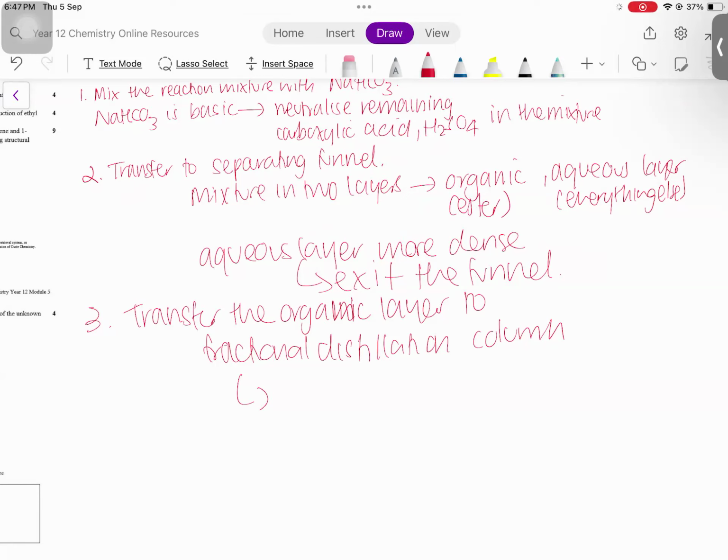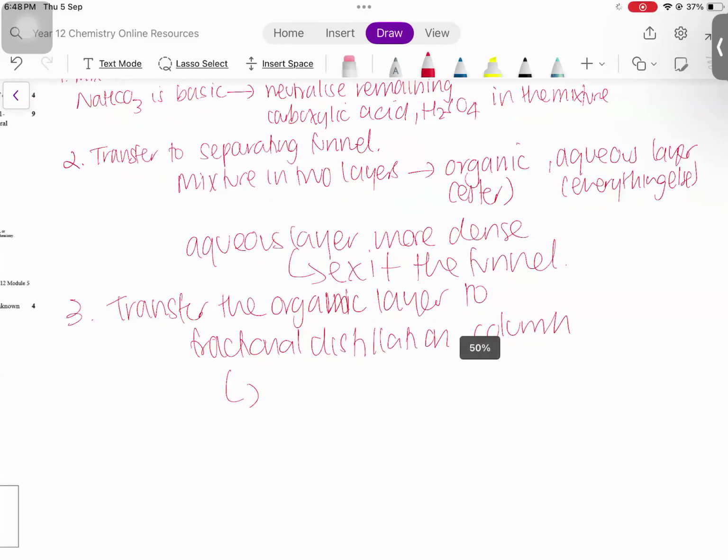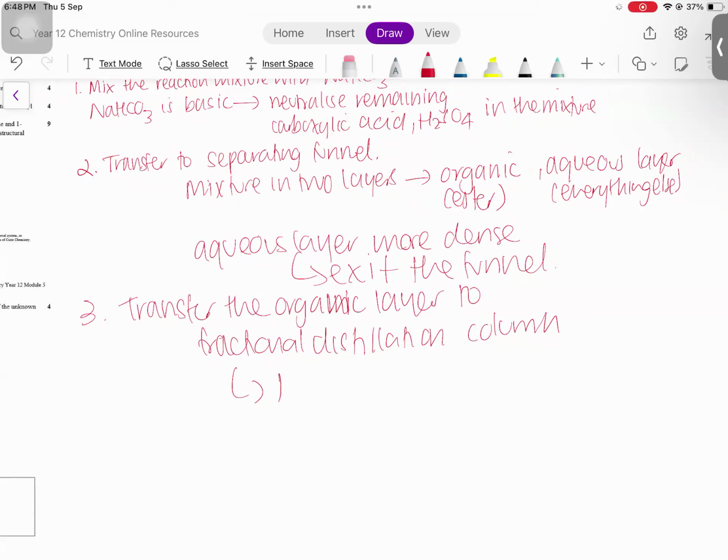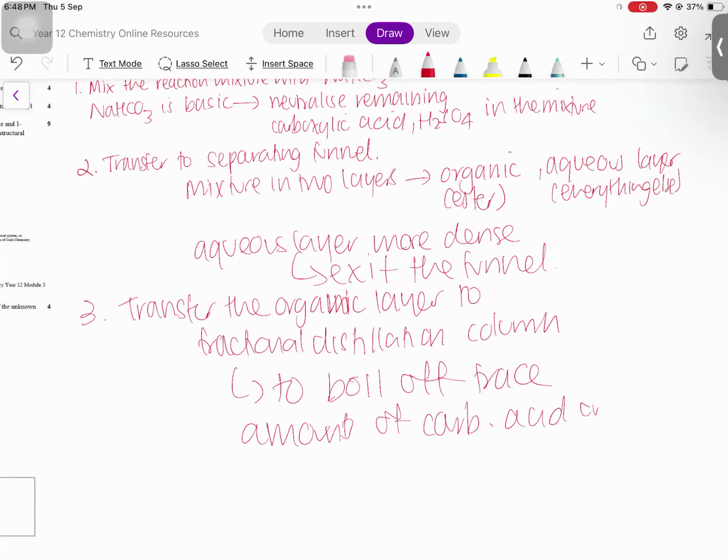Right. So it's possible that you have bits and pieces of the alcohol that does dissolve in water end up in the aqueous layer, but the part that isn't that soluble in water ends up in the organic layer. Right. So I know we said it's mostly ester in the organic layer, but you might still get some traces of alcohol, some traces of carboxylic acid in there. So you're going to transfer to the organic layer to boil off trace amounts of carboxylic acid or alcohol in the organic layer.